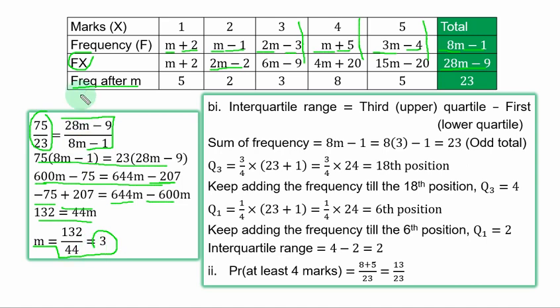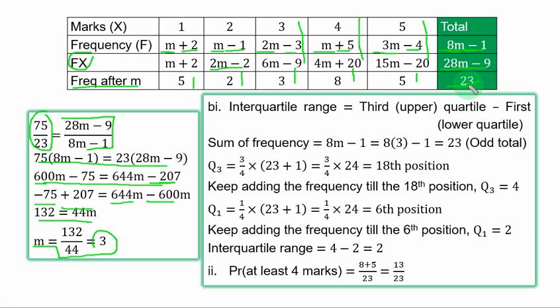So you can now have the frequency after m. If you put 3 in place of m, 3 plus 2 becomes 5. Here 3 minus 1, you have 2. 2 times 3 is 6, minus 3, you have 3. M, that is 3 plus 5, you have 8. 3 times 3 here is 9. 9 minus 4, you have 5. When you add together, you have 23. Or you simply come here. 8 times 3 is 24 minus 1, you also have 23.